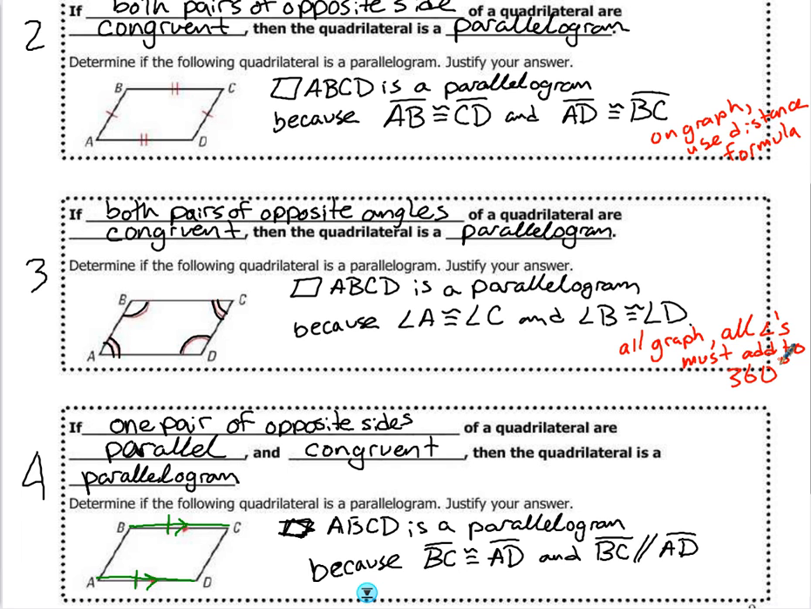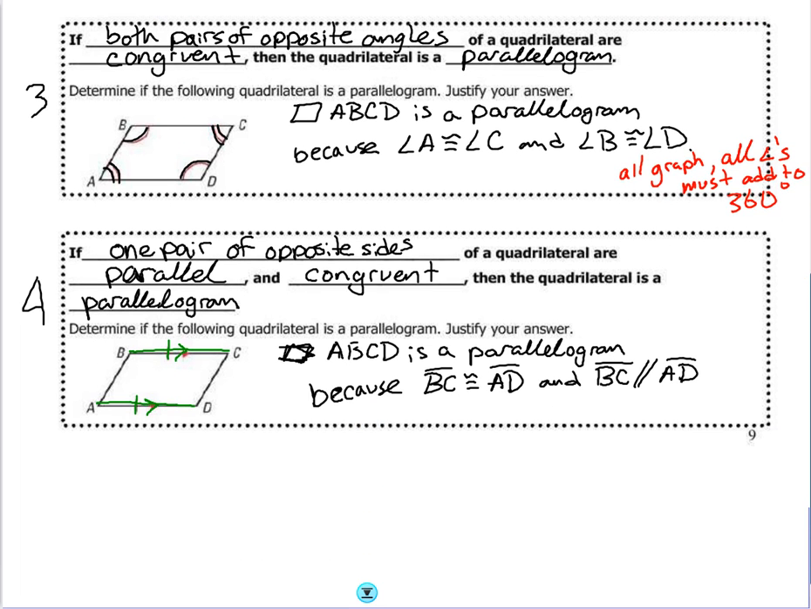Last but not least, because these are congruent, we can use the distance formula on a graph. And just as a quick reminder, the distance formula finds the distance, which is the square root of the difference in the x's squared plus the difference in the y's squared. When I square them and add them, that helps me find the distance between two points.